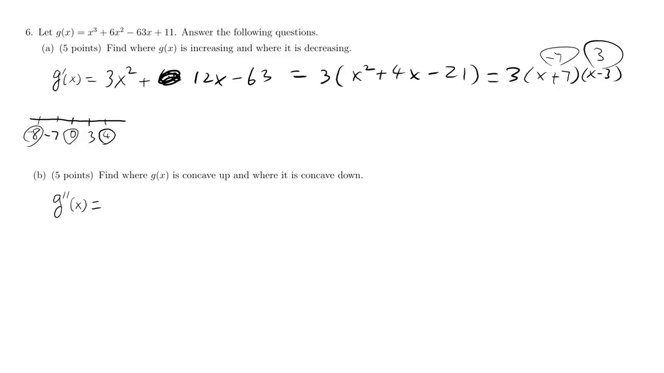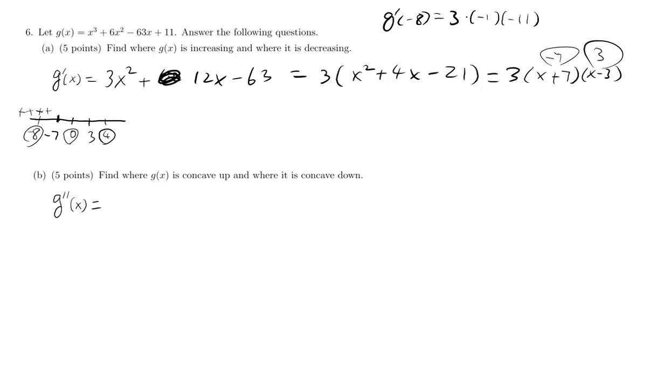g prime of negative 8. Actually, it's easier to plug it into the factored form than the original one. If you plug in negative 8, g prime of negative 8 would be 3 times (negative 8 plus 7), which is negative 1, and negative 8 minus 3 is negative 11. So as you can see, when you multiply everything, that's positive 33. Okay, so it's positive here. If it's positive at this sample point, that means it's positive everywhere until you reach this point where it's 0.